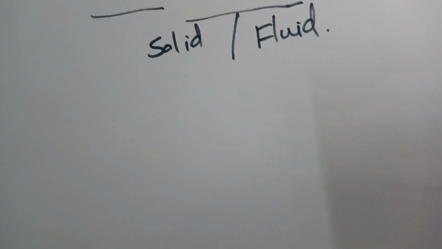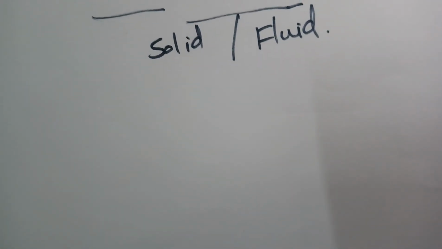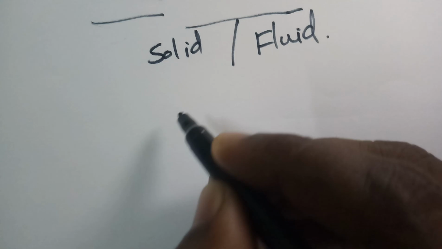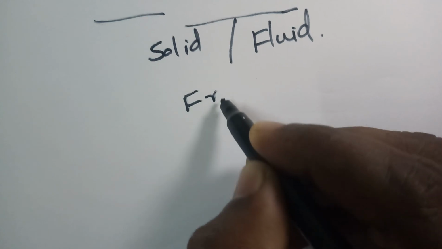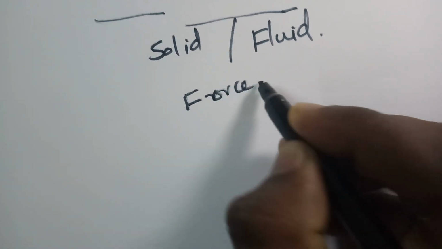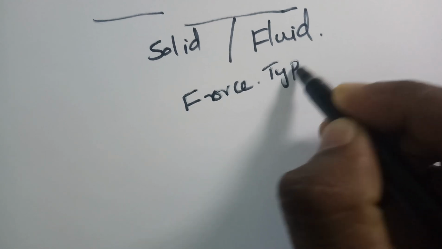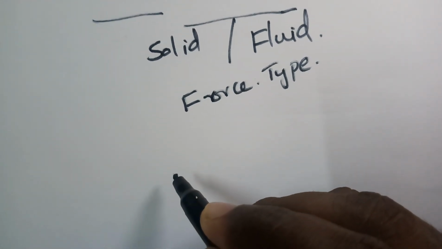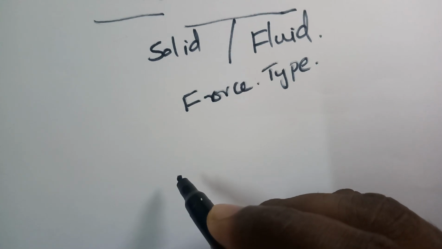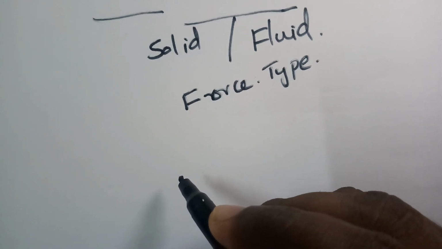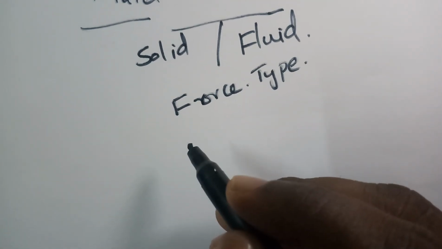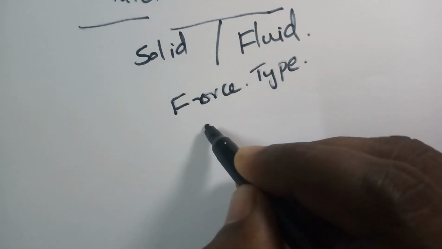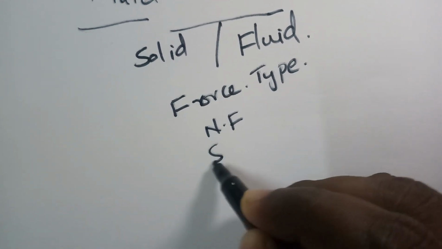To differentiate solid from fluid, I want to take help from force. I will give the definition for solid and fluid with the help of a type of force. We are all aware that in solid mechanics we studied different types of forces like normal force and shear force. Normal force can be tensile or compressive.